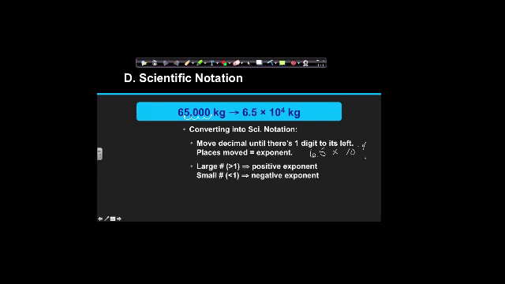Now if you're trying to decide if your exponent should be positive or negative, basically if your number is larger than 1, it's positive. So if it's a big number, it's positive. If it's smaller than 1, it's a negative exponent. Right here, ignore that dot, that shouldn't be there. It's going to be a positive exponent because this number is large. So it's 6.5 times 10 to the 4th. And this is only important for honors, but you will only include significant figures in scientific notation.